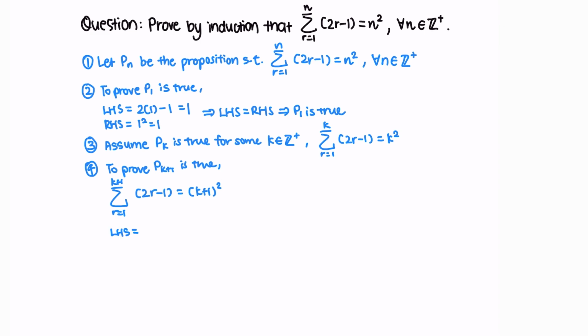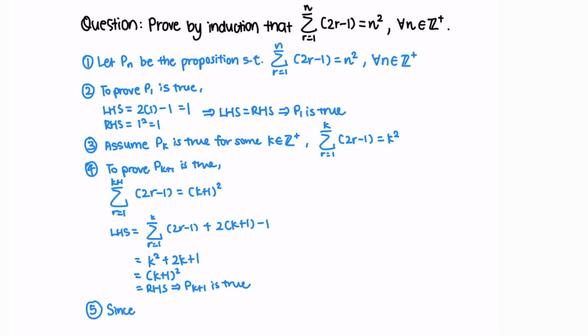Again, I'll take the left hand side, and I want to use the Pk assumption, in this case just this over here. So how are we going to do that? I'm going to split the sigma notation into the sum from r equals 1 to k of 2r minus 1, plus the last term where r equals k+1. If I substitute k squared into here, I get k squared plus 2k plus 1, which we can easily see is just (k+1) squared, your right hand side. So this shows that Pk+1 is true.